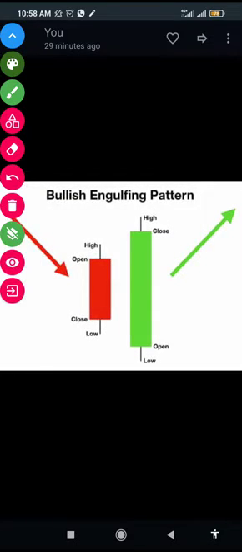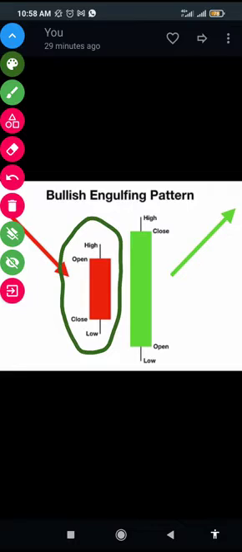Then let me show you another one. This is still a bullish engulfing candlestick, but in this case you can see the high, you can see the low of the bearish. This is a bearish, as I told you. Red is bear, green is bull. So you can see that the market opened here and sold to this point, then closes here.